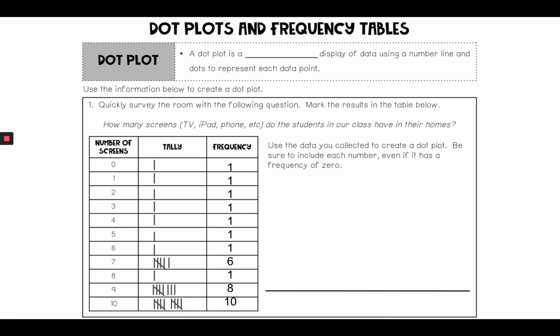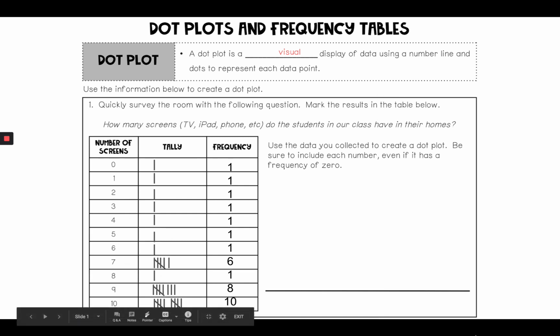So dot plot, basically there are two different view styles of what we're doing for data collection. And a dot plot is a visual display of data using the number line and dots to represent each data point. Now, previously, last week, I asked you guys to fill out a quick survey so I could get some information, and this was to help fill out the information here. So, surveying all of you guys, this is the information that you provided.